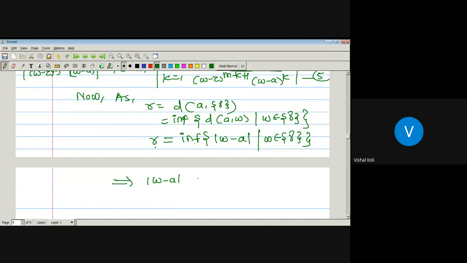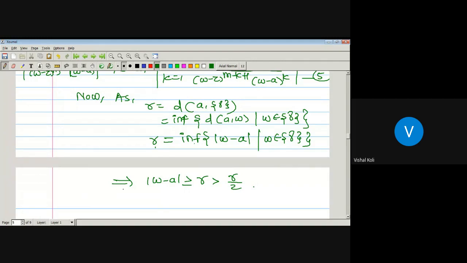Then what is the relation between these two values, that is modulus of w minus a and r? Whether modulus of w minus a is less or equal to r, or it is greater or equal to r. It is equal to the infimum value, the smallest value, so for the remaining values it will be greater. Either it will be larger or equal to it. It means modulus of w minus a is always greater or equal to r. As it is greater or equal to r, then it must be strictly greater than r by 2.